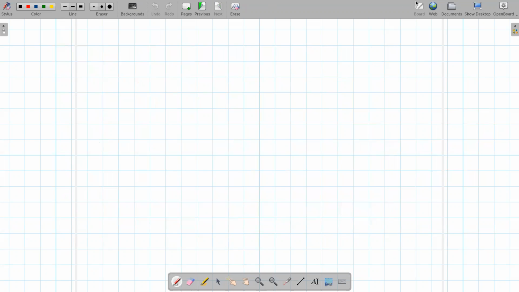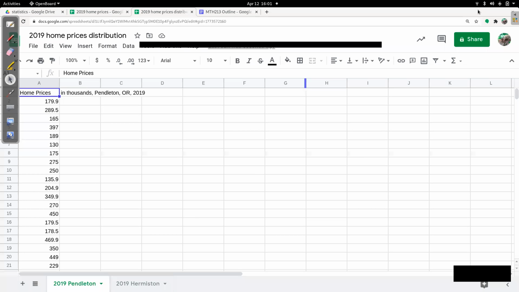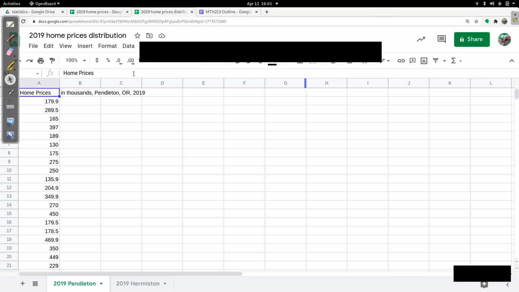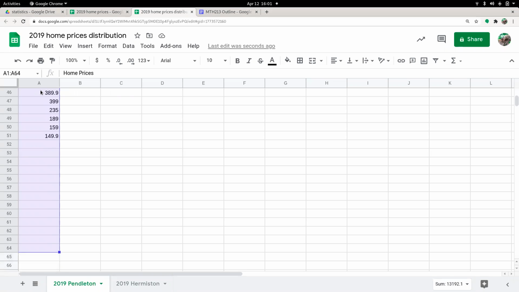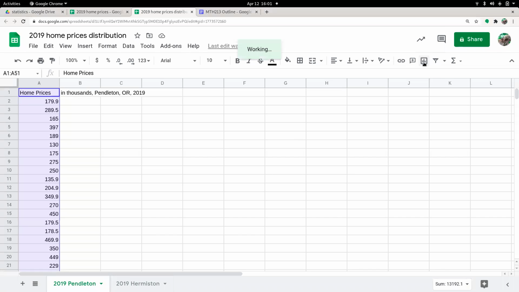StatKey and Google will make you histograms and then hide the frequency table from you. And at the moment, I don't really care about the frequency table. I just want to see a graph. So reminder, we've done that before. We just highlight the data. We go back up to the top here, say, show me a chart.